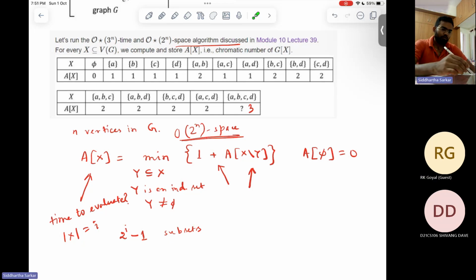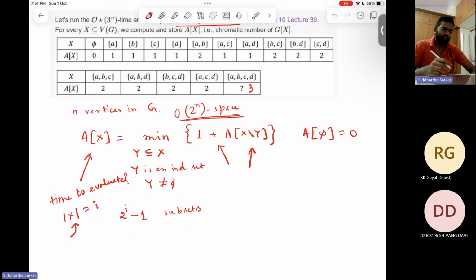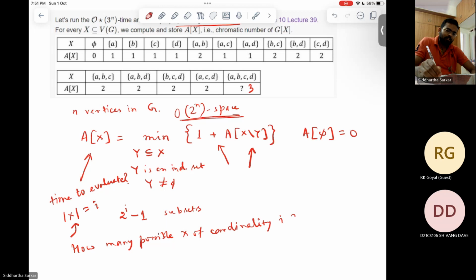Okay. So now x can vary. First of all, how many cardinality i x's are there? For example, here one cardinality x is n, two cardinality x is n choose 2. So i cardinality x is n choose i. Then how many possible x of cardinality i? n choose i.